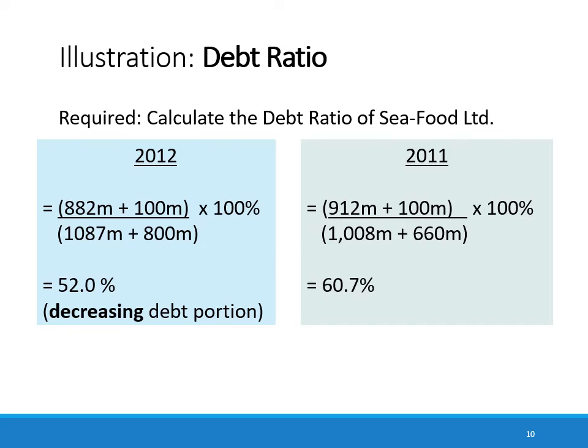For the year 2012, we have the total assets of 882 million plus 100 million, and total liabilities of 108 million plus 800 million, times 100%, which gives you 52%. You can see from here the ratio has decreased, and basically it means that the debt portion is decreasing. This is a good sign.